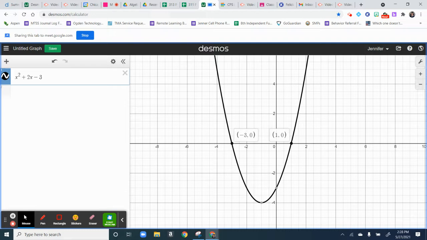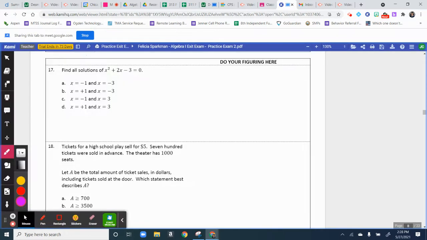So this is why we've had you practicing with Desmos so much, because this is the calculator you get to use for your summative.